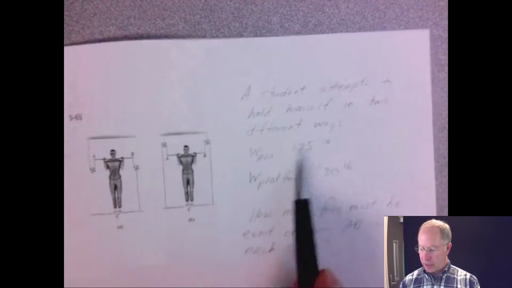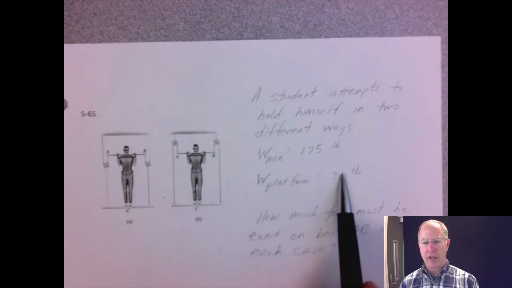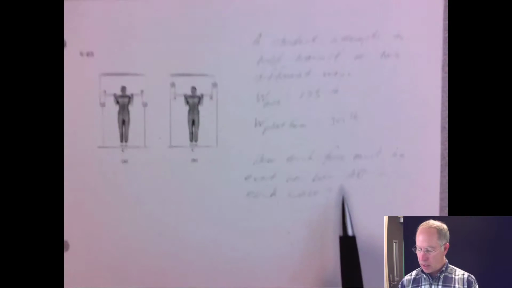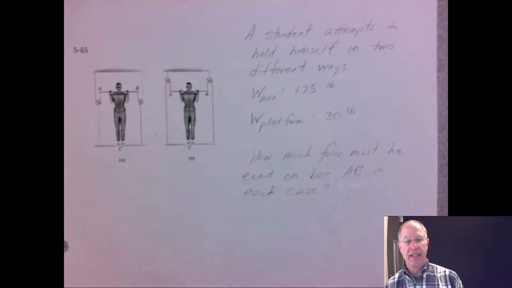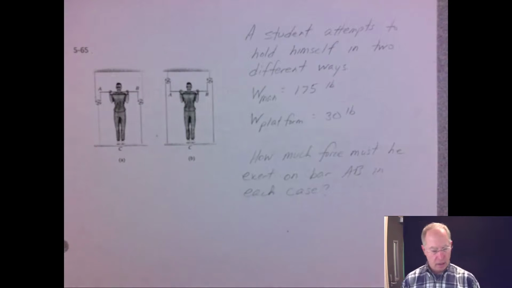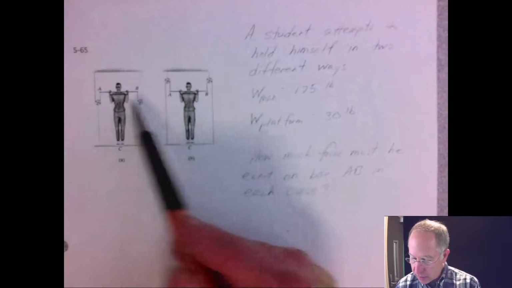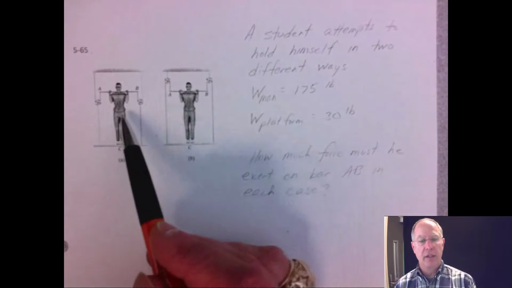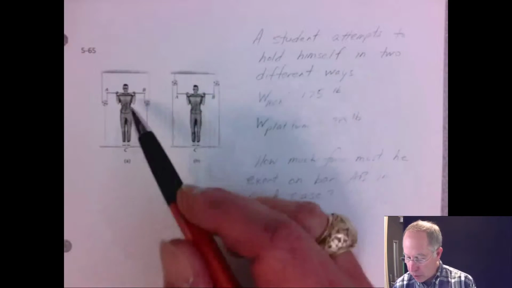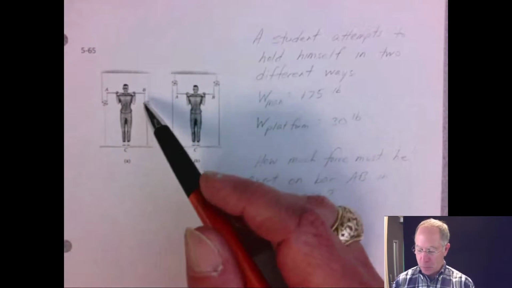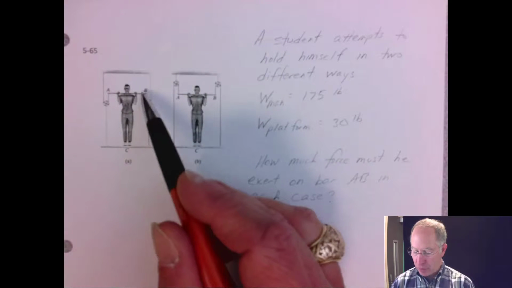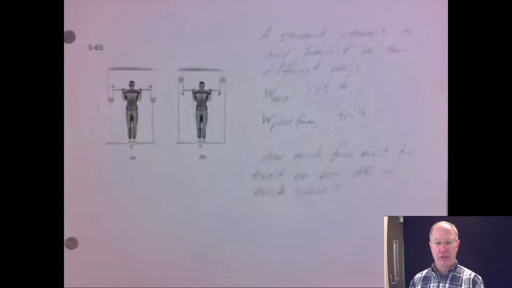And then I've given some knowns. We were given these in the problem. And the question is, how much force must he exert on bar AB in each case? So this is a machine, and he's part of it, or she. It's a guy, so he's part of it. And it's a machine with pulleys and a platform and a bar and even a person.